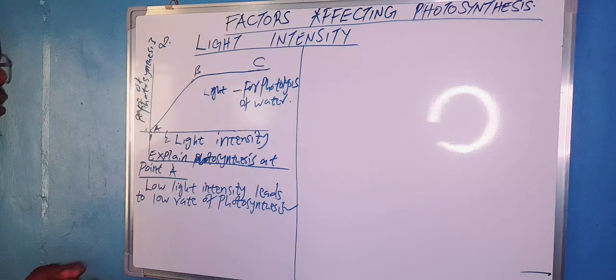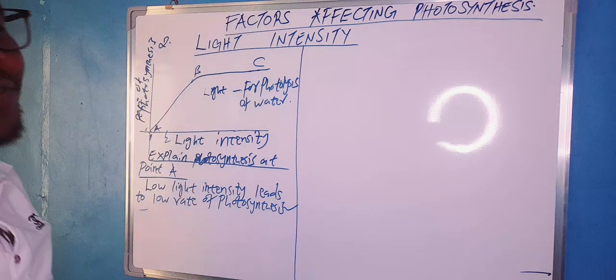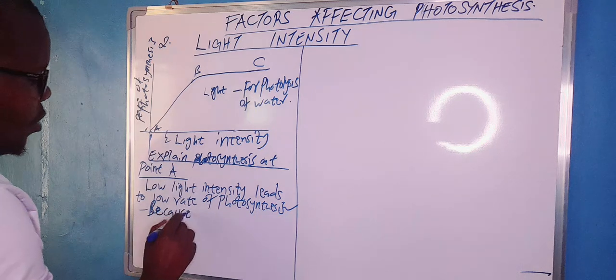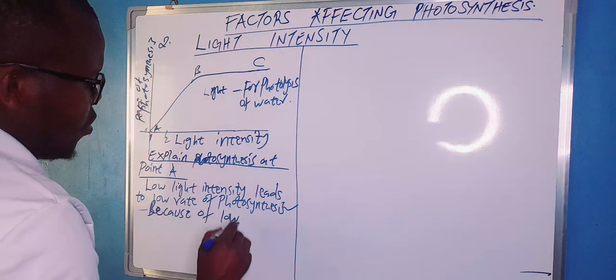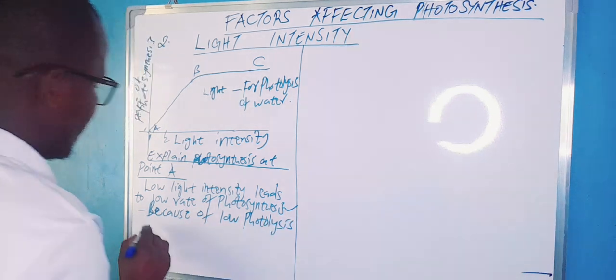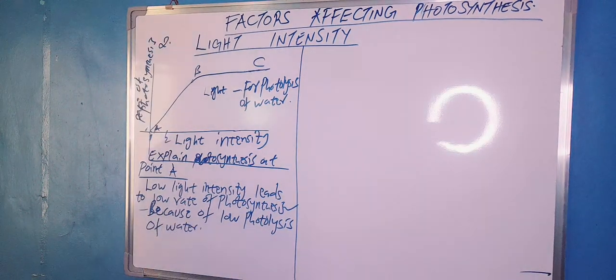And because of what? What's the main reason? We are saying the role of light is for photolysis. So the main reason is what? Because of low photolysis of water. I don't want to go deep.